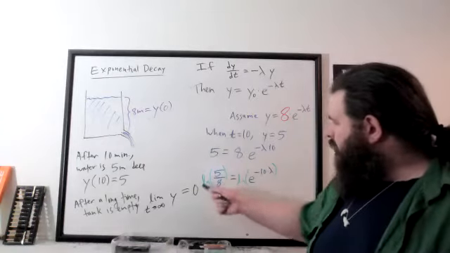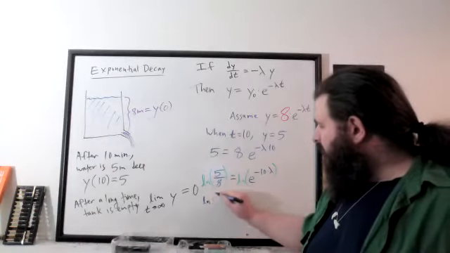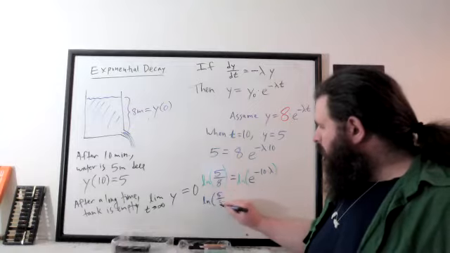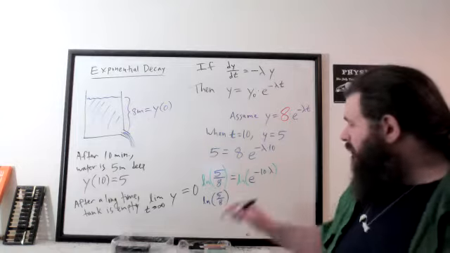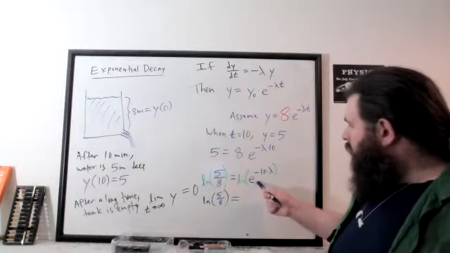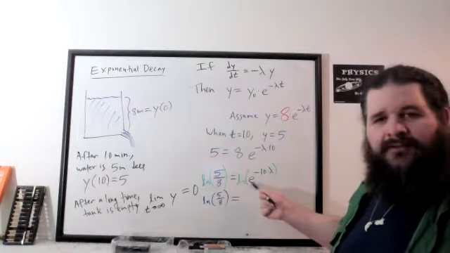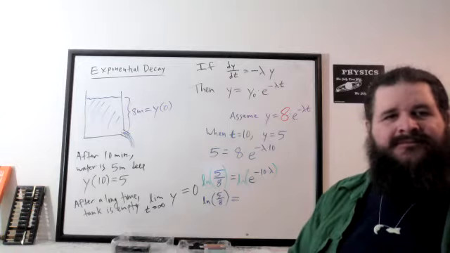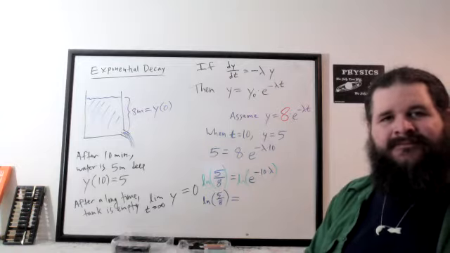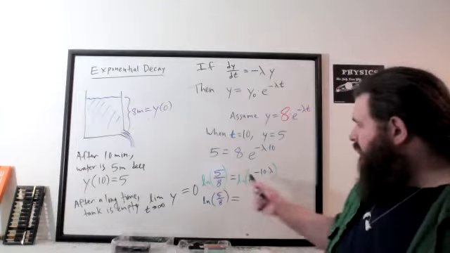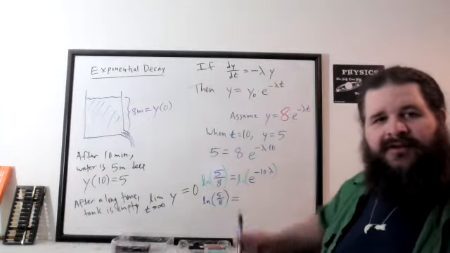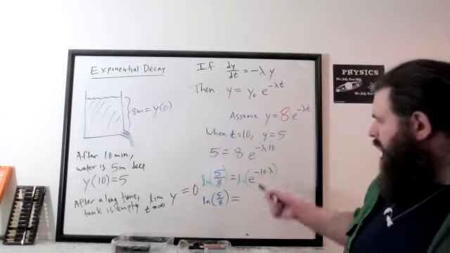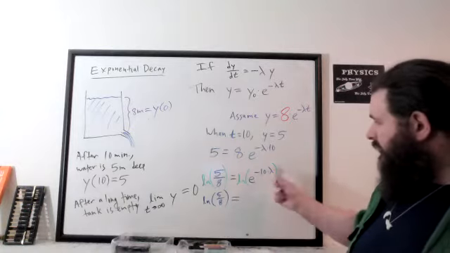On the left side, logarithm of 5/8, I'm just going to leave as logarithm of 5/8. We can plug that into a calculator later if we need to. Over here, what happens to logarithm and exponential? Yeah, those are going to cancel out, because logarithm is the inverse, the opposite of the exponential function. So they're undoing each other. We're left with just the negative 10 lambda.